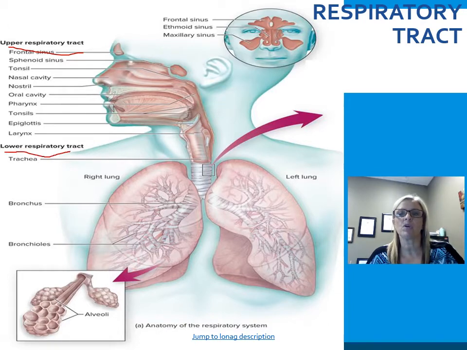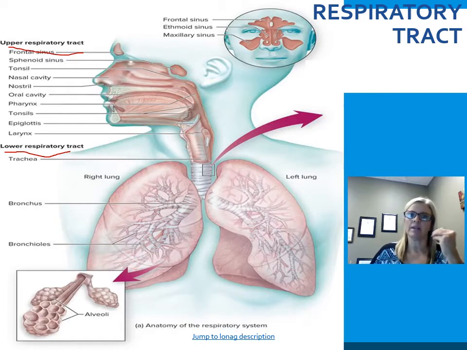The upper respiratory tract contains the mouth, nose, nasal cavity, all these mucous membranes, sinuses, throat and pharynx, epiglottis, and larynx. The lower respiratory tract is going to contain the trachea, the bronchi, bronchioles, and alveoli as well. All right, and so we can see all these structures here.